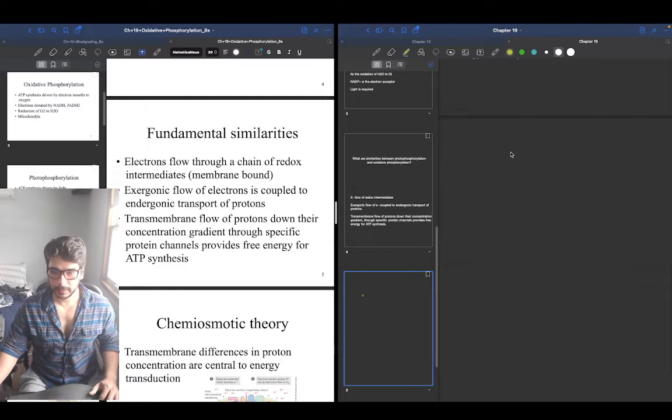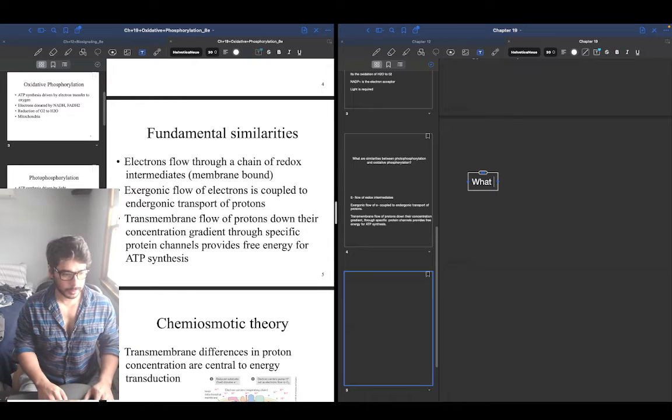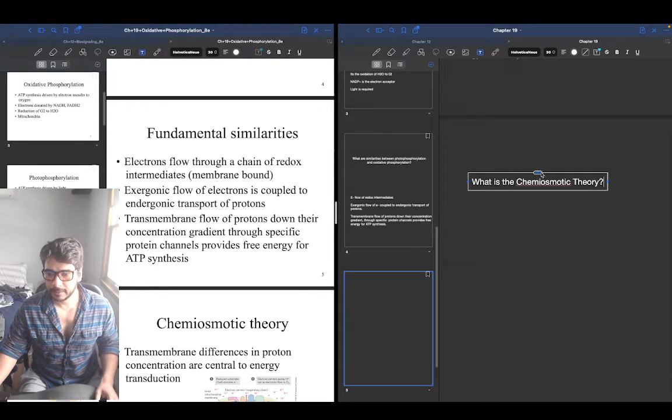Whoops, let's Command Z. Let's bring out our text box. What is the chemiosmotic theory?